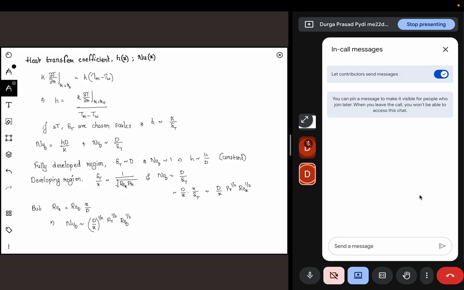That is why we were using the same thing before. We will derive the exact relation next week, but for now the argument is clear, I guess. In a fully developed condition, delta T will become constant, so h will become constant. So the same applies. Once h is constant, then the Nusselt number will also become a constant.